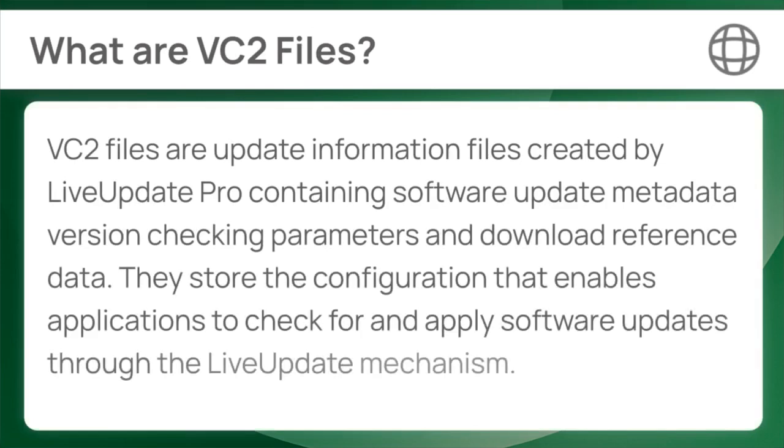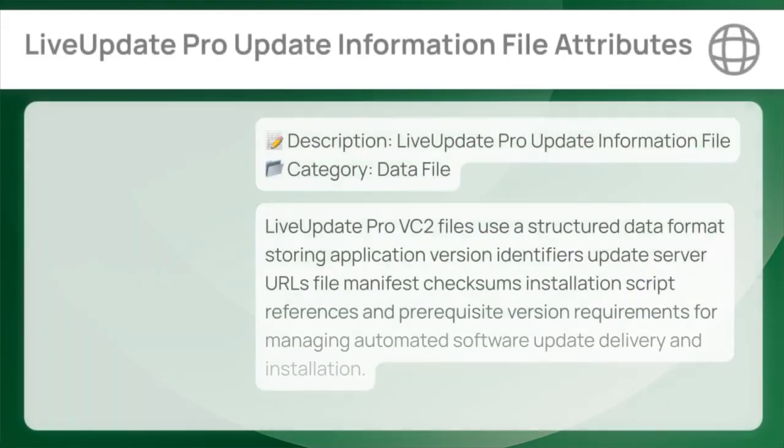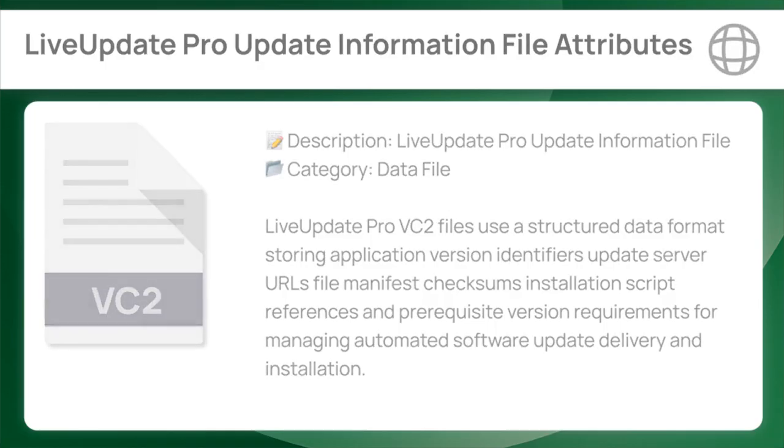VC2 files are update information files created by LiveUpdate Pro containing software update metadata, version checking parameters, and download reference data. They store the configuration that enables applications to check for and apply software updates through the LiveUpdate mechanism. LiveUpdate Pro VC2 files use a structured data format, storing application version identifiers, update server URLs, file manifest checksums, installation script references, and prerequisite version requirements for managing automated software update delivery and installation.